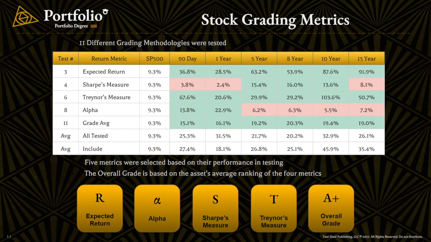And then getting into the grade average, this is just an average of the stock's ranking in each of the other 4 metrics. We actually tested a variety of different mixes for this 5th metric, and the average of the other metric ranks actually performed the best overall. And we'll get more into all of them in Portfolios 200.